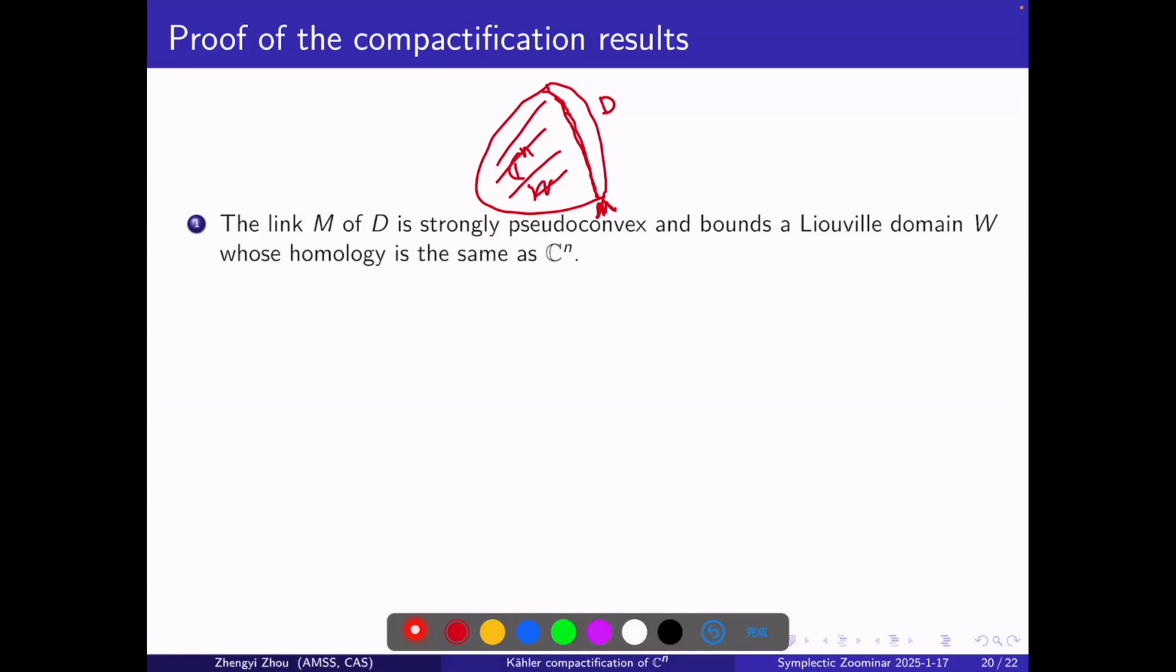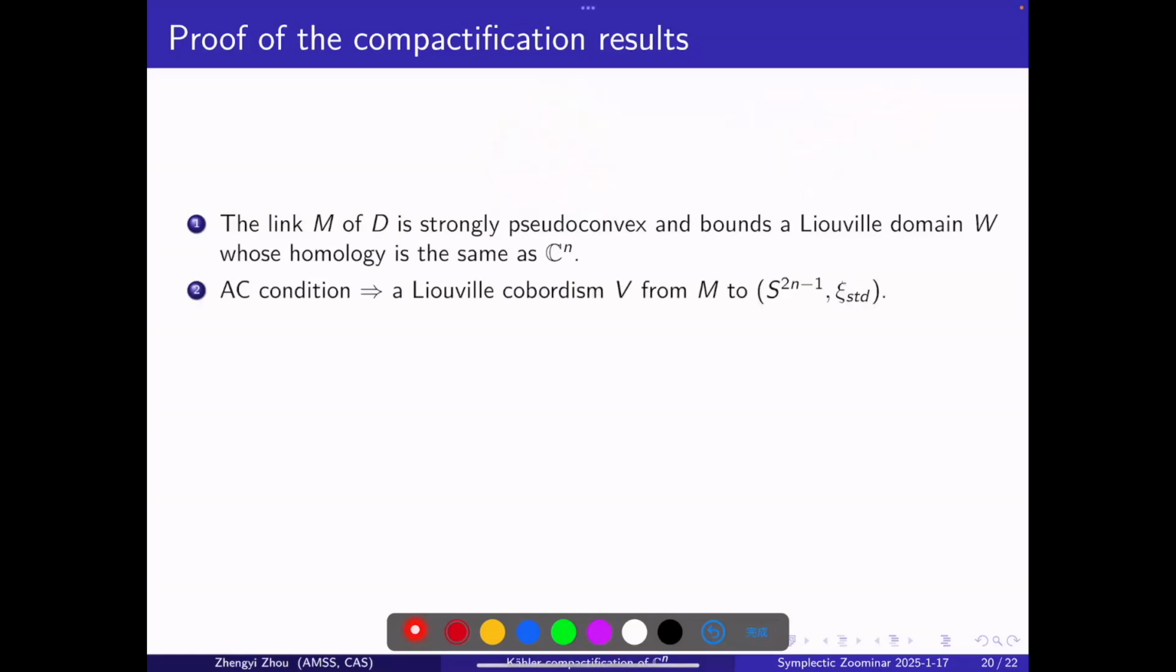So homological computation implies that the homology, at least rationally, of this D is the same thing as P^{n-1}. And the homology of N is the same as the sphere. So everything is standard. The homology is the same as the standard one. Okay, and then the AC condition. So just having this N strongly pseudo-convex is not good enough.